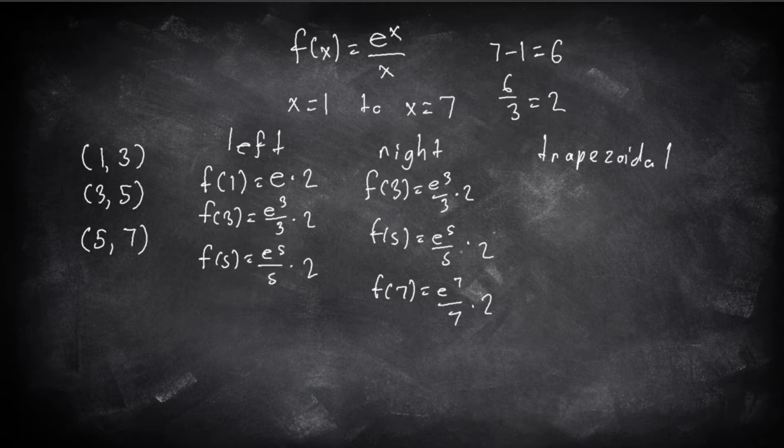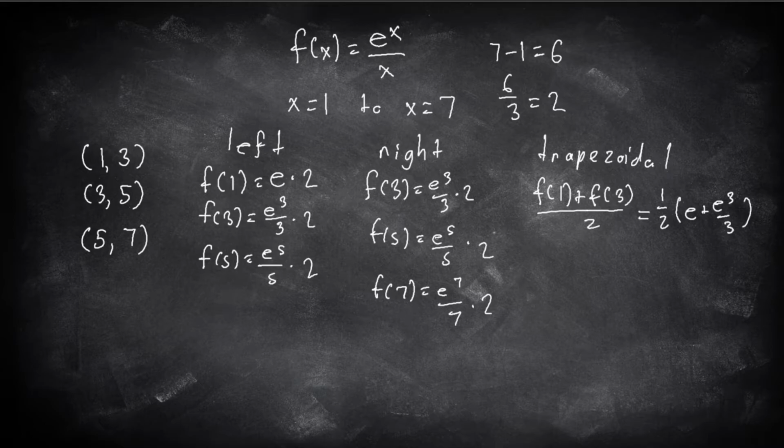And now for our trapezoidal, we take the average of each of them. So the first one is f of 1 plus f of 3. Take the average of those two. So it's just e plus e to the power 3 divided by 3, and a half. So 1/2 times e plus e to the power 3 divided by 3.